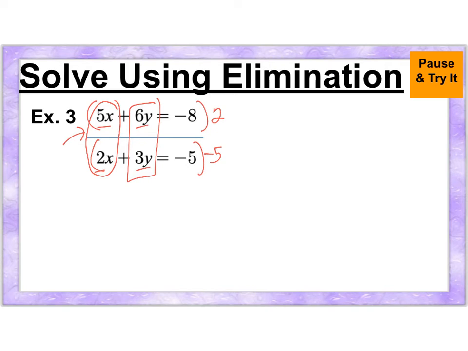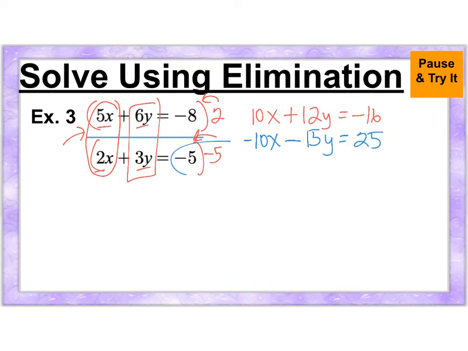So sometimes you're going to have to multiply both equations. Again, we're going to distribute it all the way through. So my new equation becomes 10x plus 12y equals negative 16. And my second equation becomes negative 10x minus 15y equals 25. Be careful right there. A negative times a negative is a positive. I'm going to add down, and 10x plus a negative 10x is 0. I have eliminated my x's. 12y plus a negative 15y is a negative 3y, and negative 16 plus 25 is 9.